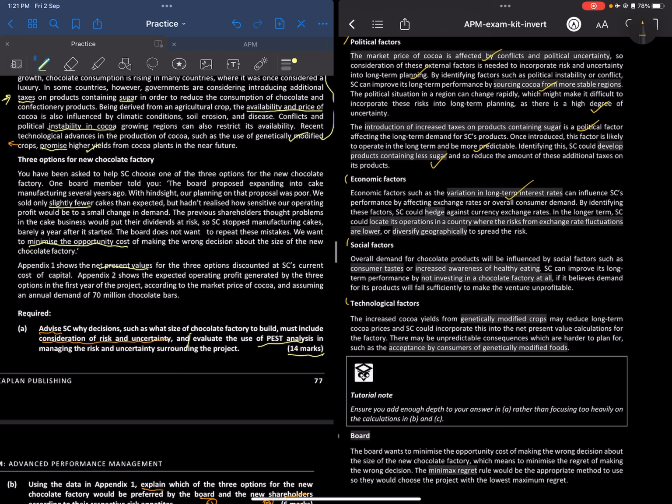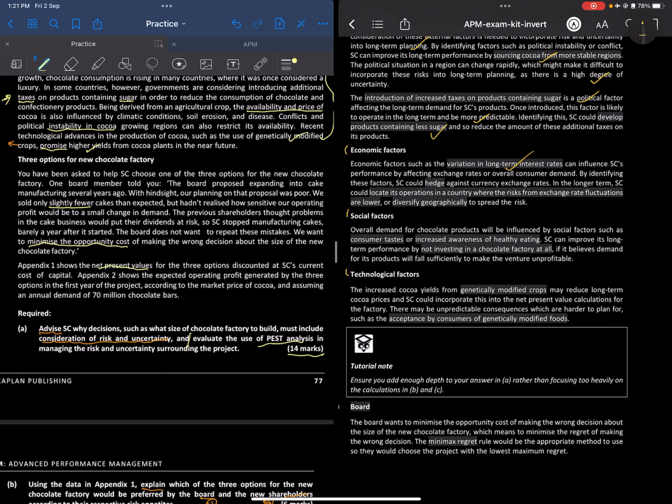Which can influence what? Which can influence SC's performance by affecting the exchange rates or overall consumer demand, right? So by identifying these factors, what happens? SC can hedge against these currency risks, currency exchange rates, and in the long term, SC could locate its operation in a country where the risks of exchange rate fluctuations are lower, right?